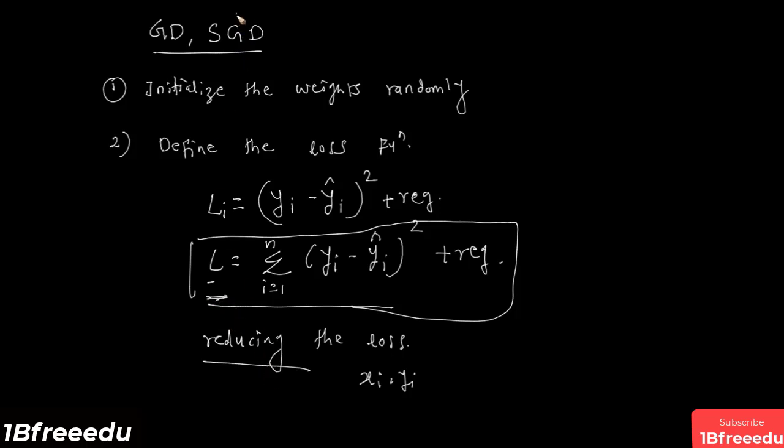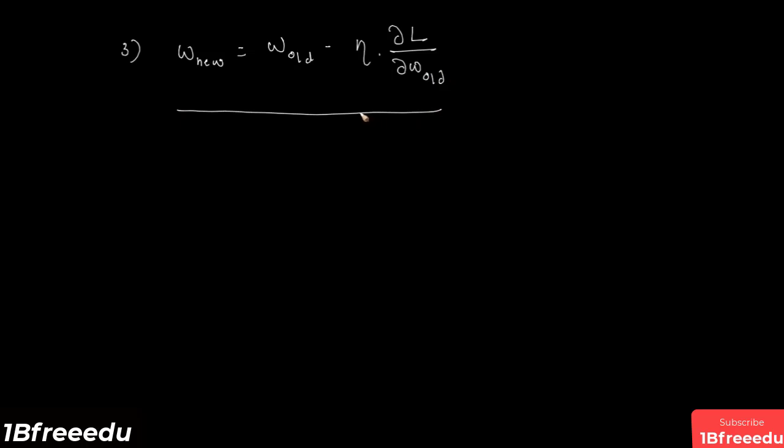By using SGD. So SGD says initialize the weights randomly, right? After initializing the weights randomly and defining the loss function, the third step is to calculate a new w. W new is equal to w old minus eta times derivative of loss with respect to w old, right?